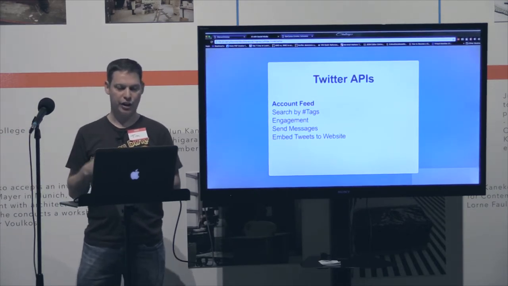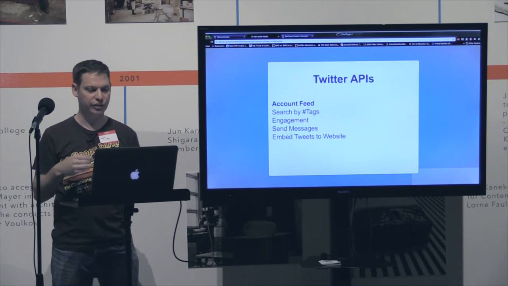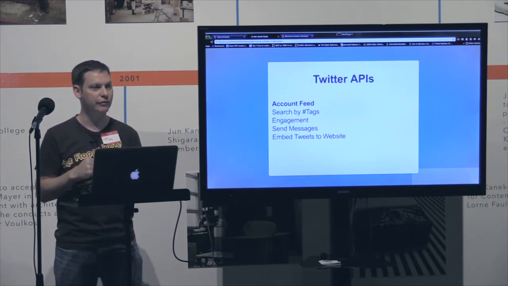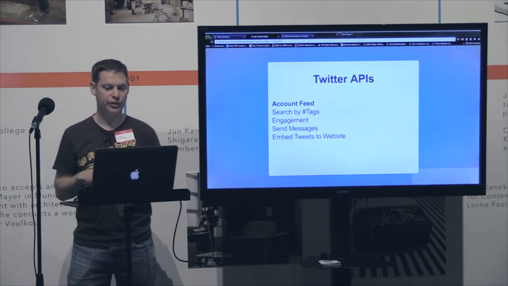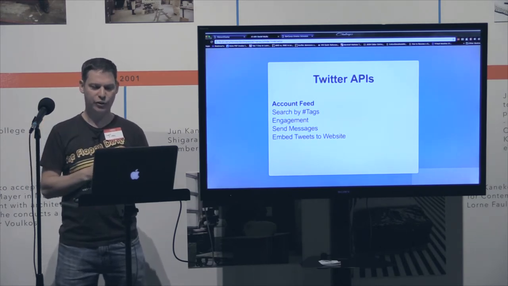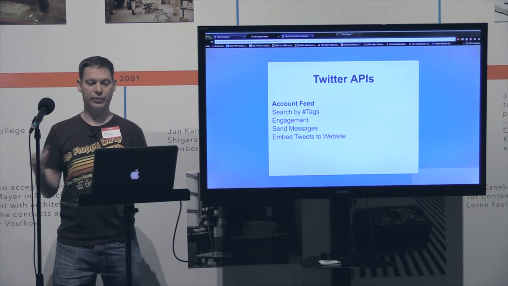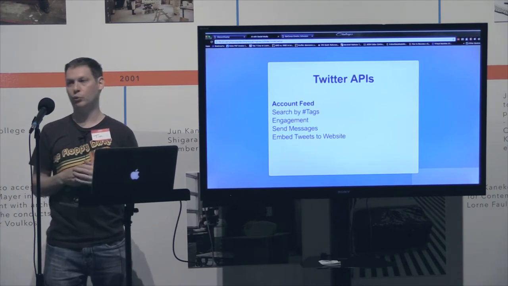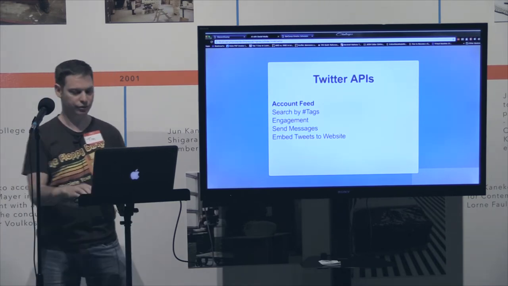So I chose Twitter API just because everybody knows Twitter, as well as there's a lot of content on there. Most people write stuff themselves. You can get their whole feed up to 200 posts. You can search by tags otherwise, engagement. You can send messages through those APIs, and embed tweets to websites, just some other things they use.